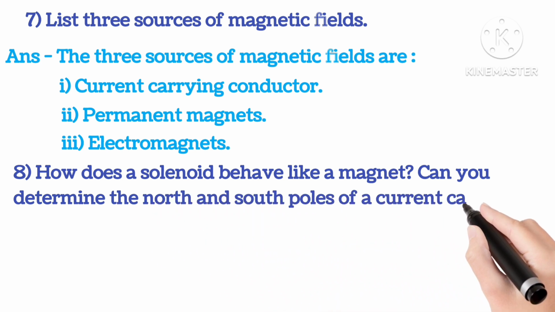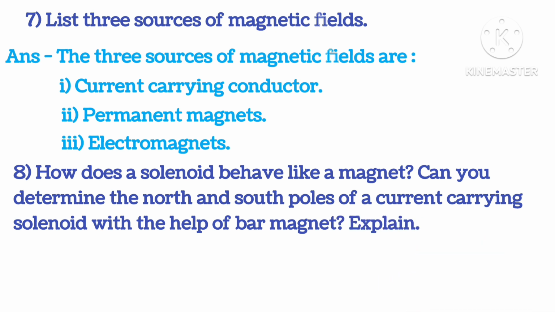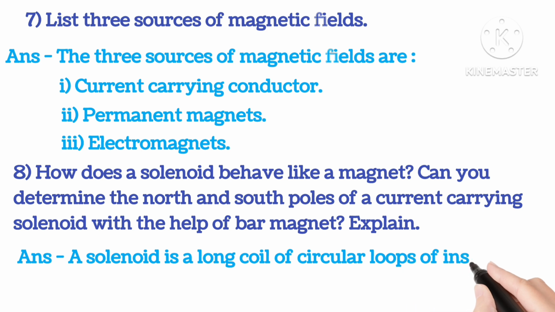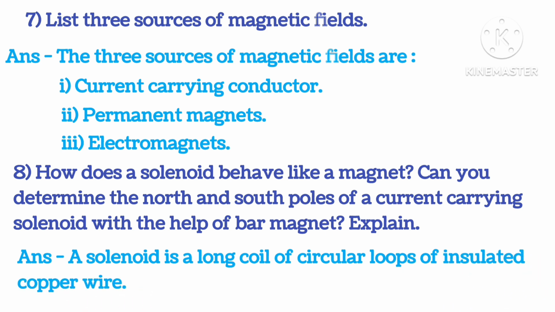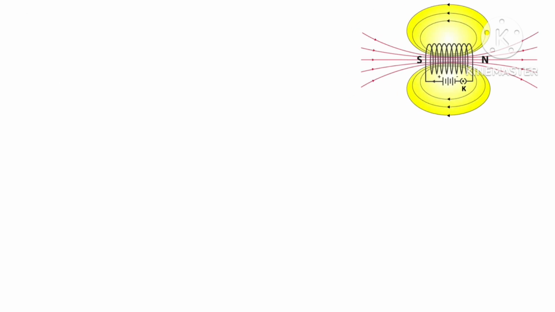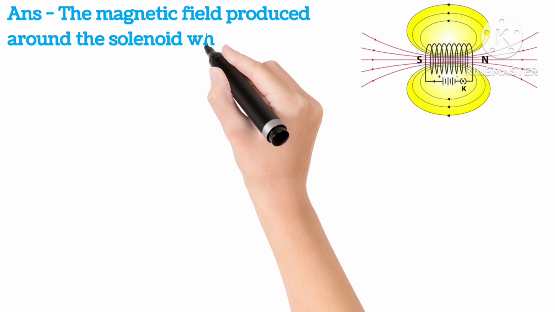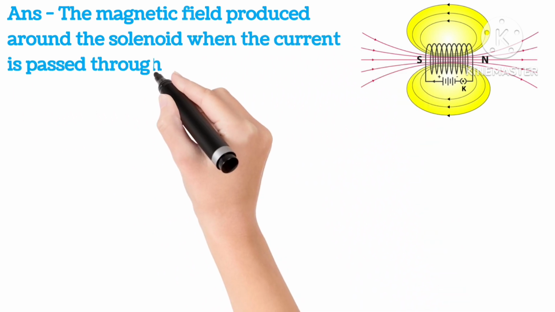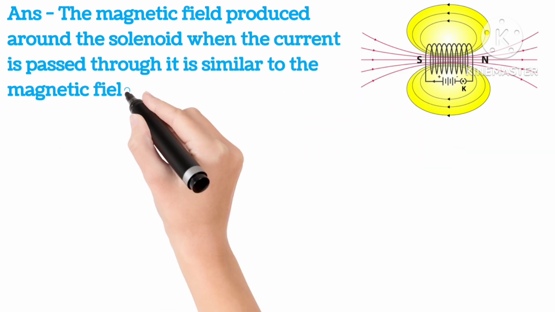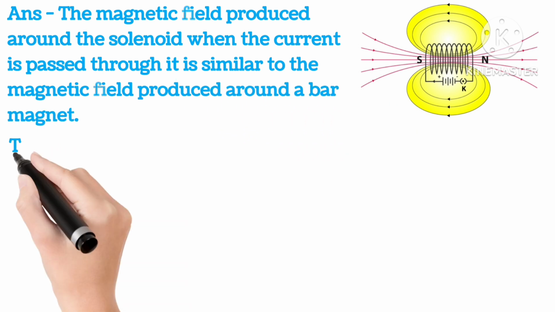Eighth, how does a solenoid behave like a magnet? Can you determine north and south poles of the current carrying solenoid with the help of bar magnet? Explain. A solenoid is a long coil of circular loops of insulated copper wire. As you can see in the picture, the magnetic field produced around the solenoid when the current is passed through it is similar to the magnetic field produced around a bar magnet.